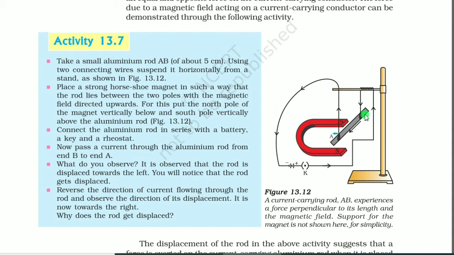Again it will be changed the other way if the direction of the magnetic field is changed. If you place the south pole below and the north pole above, then also the direction of the force applied on this current carrying conductor will be changed. The force applied on the conductor will be changed in two ways: if we change the current direction, and if we change the magnetic field direction. Okay.